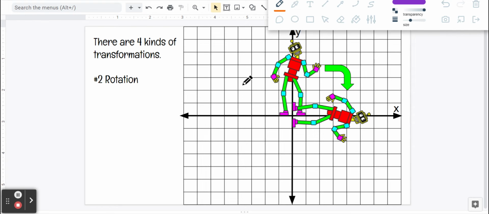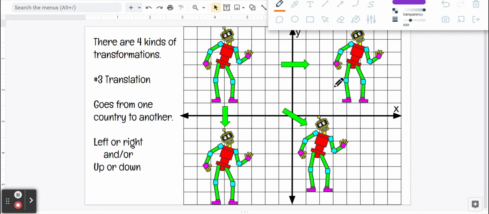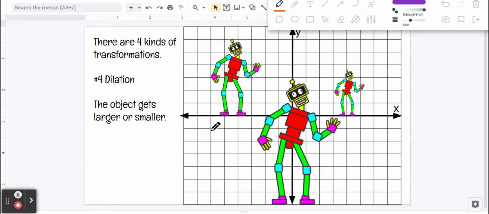It could also rotate or turn to its side or spin around. It can make a translation, which is where something moves from one place to another, going side to side or up or down. Think of the word translate. You're just kind of going from one country or one place to another. And a dilation, which means something gets larger or smaller. We're going to focus on translations and reflections this year.